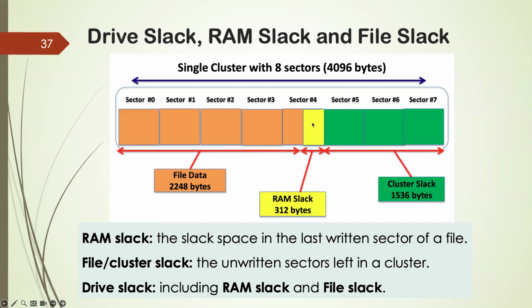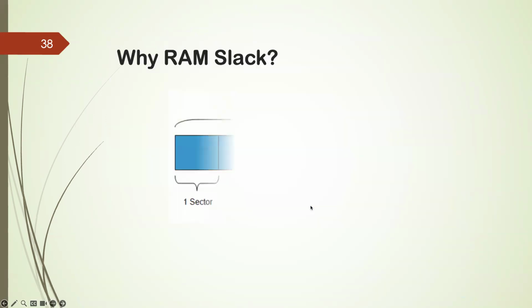The sector number 4 is interesting. Why? Because it contains half of the data from the file, and the remaining half is RAM slack. Now, what is RAM slack? That is the next question that might come to your mind.